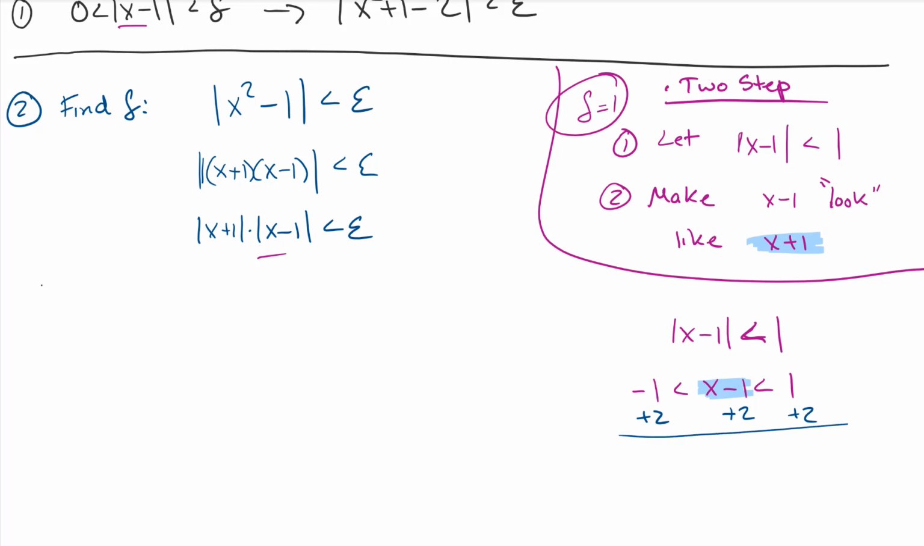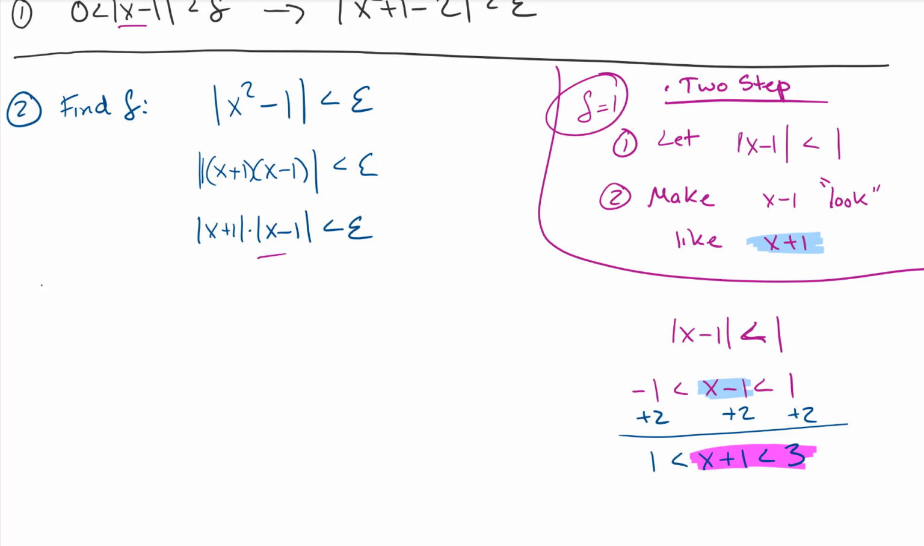So now let's look at this. We have 1 is less than x plus 1, which is less than 3. Yeah, buddy! We made x minus 1 look like x plus 1 inside of something. And now what we're going to do is take whichever one is bigger in magnitude. What's bigger in magnitude, 1 or 3? 3. And we're just going to use this.